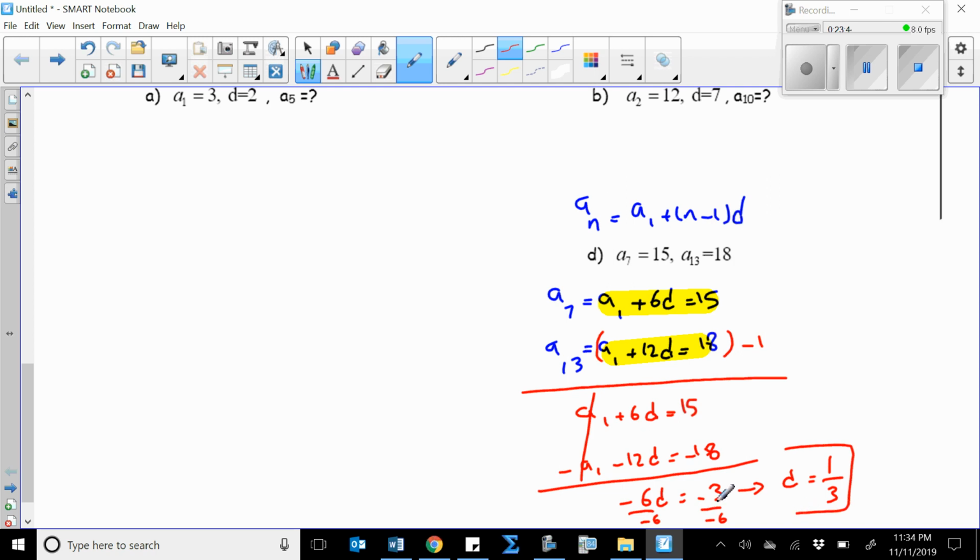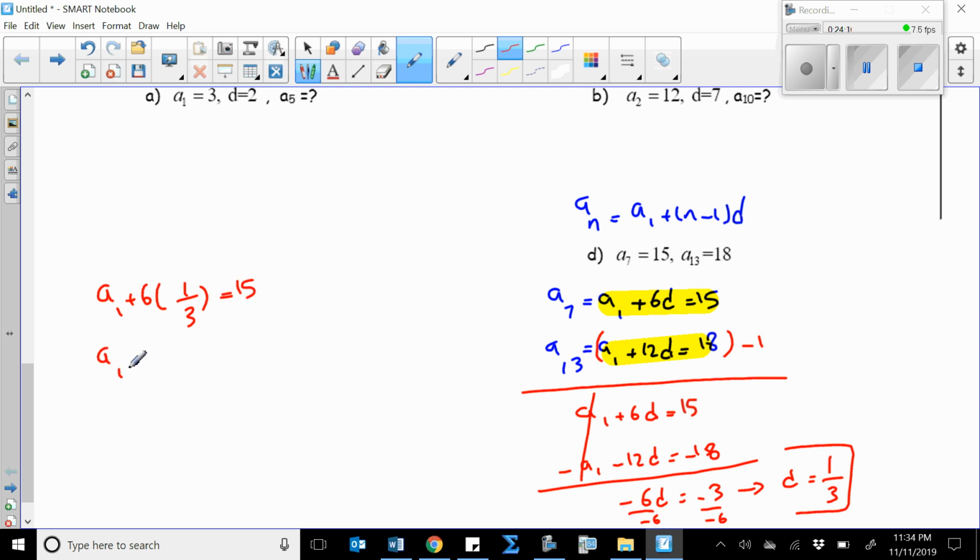Now I'm going to replace this d into one of these formulas and find a1. So here, a1 plus 6 times 1 over 3. I replace 1 over 3 in this formula, is equal to 15.